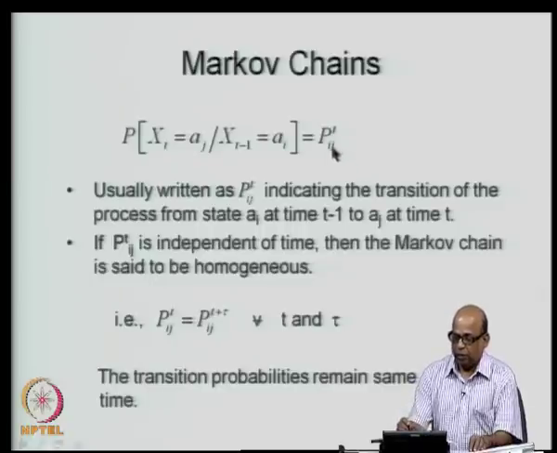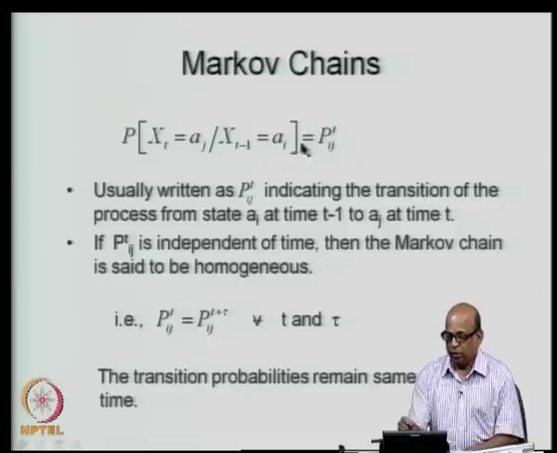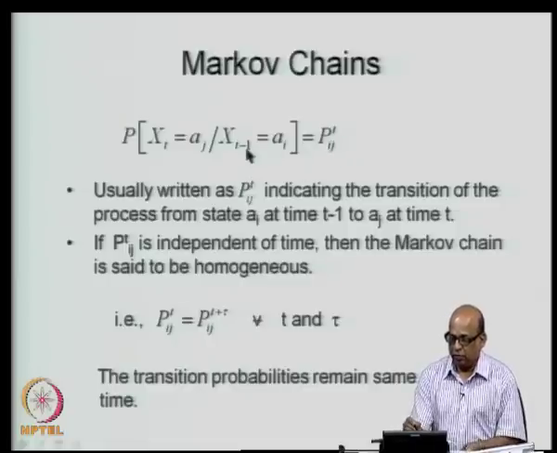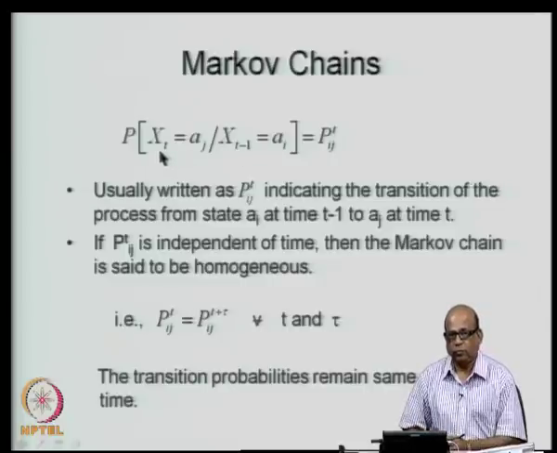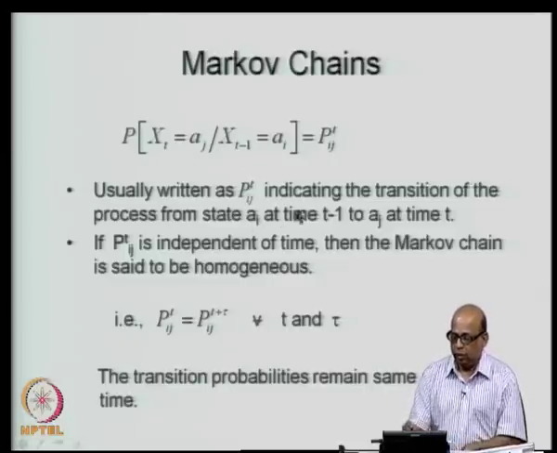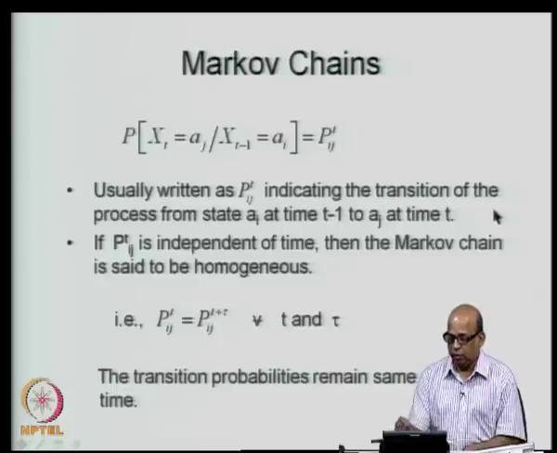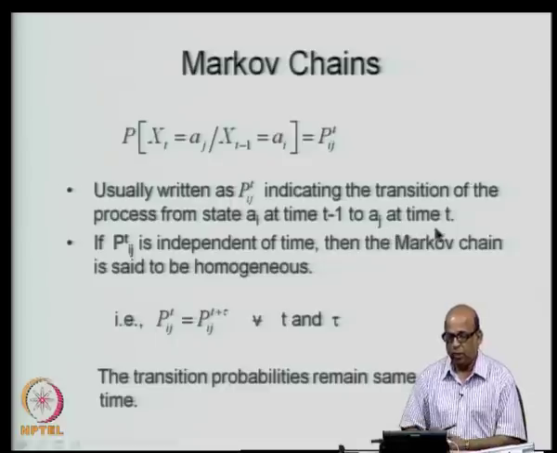And we denote this as p i j t. So, in our notation, this p i j t indicates that from t minus 1 we are considering the transition to time period t. So, this indicates the transition of the process from a state a i at time t minus 1 to state a j at time period t.